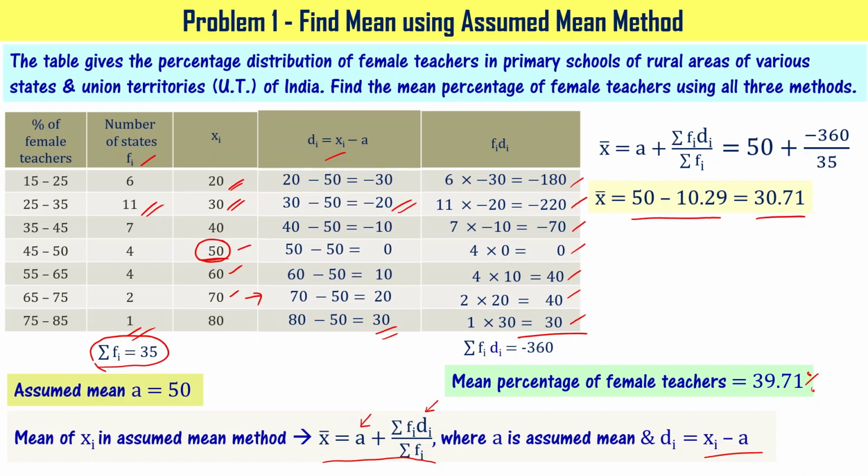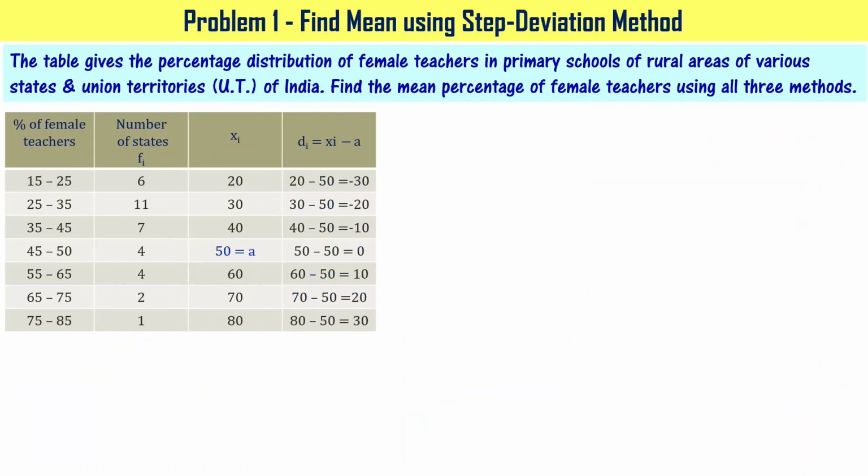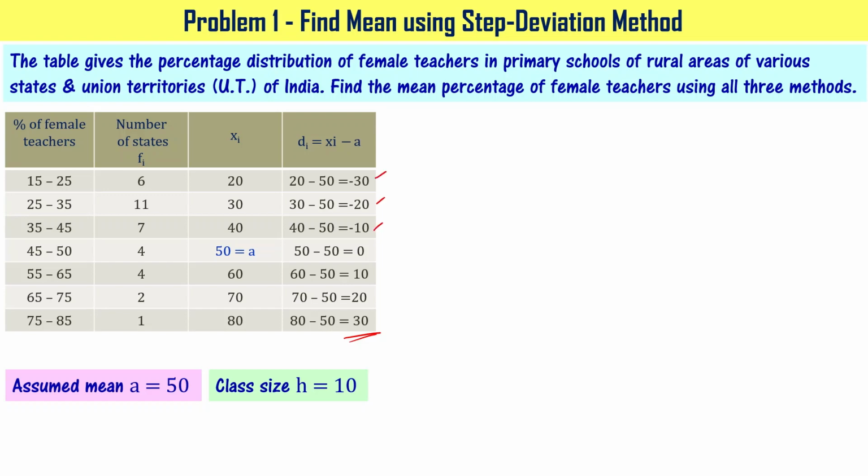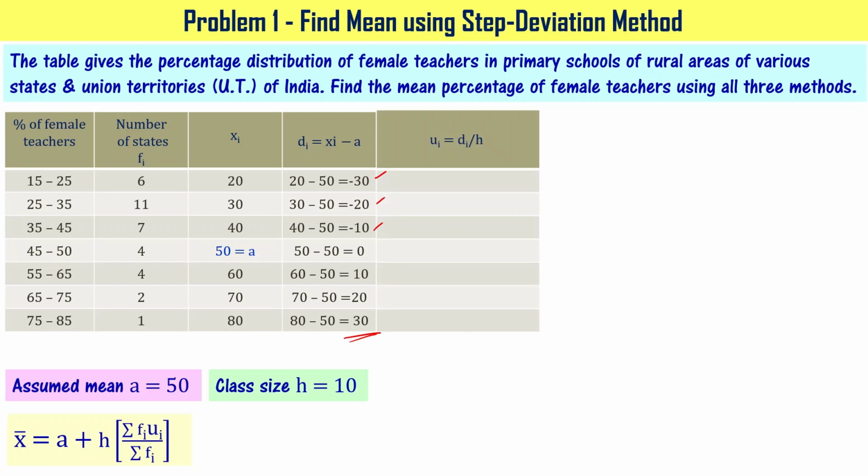Now let's solve the same problem using the step deviation method. In the step deviation method, when you have assumed mean A equal to 50, we got Di as shown here, right? What I would be doing now is, if I use class size equal to 10 to divide all these numbers, minus 30, minus 20, and so on, I can make use of this formula, right? X bar equal to A plus h times sigma Fi ui divided by sigma Fi to calculate the mean. Let's first get ui, that is equal to di by h.